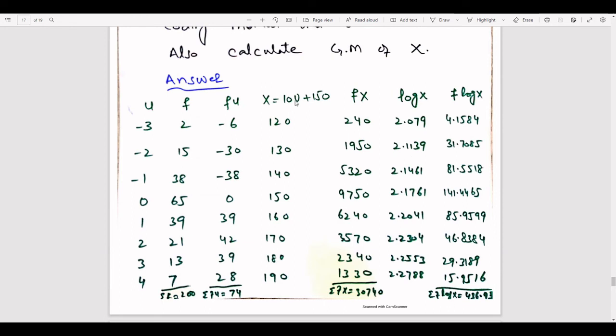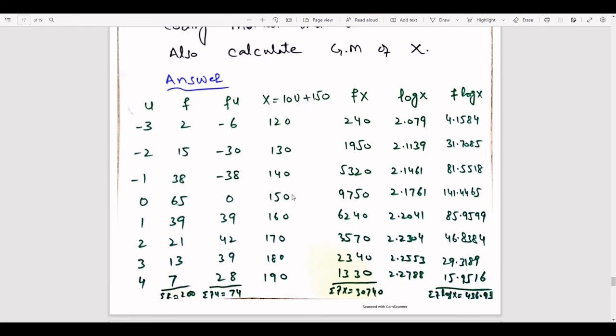10 multiplied by minus 3 is minus 30, so the answer is 120. When u is minus 2, 10 multiplied by minus 2 is minus 20, plus 150, the answer is 130. When u is minus 1, 10 multiplied by minus 1 is minus 10, plus 150, the answer is 140. When u is 0, 10 multiplied by 0 is 0, the answer is 150. Similarly, you can solve this up to u equal to 4. 10 multiplied by 4, the answer is 40.